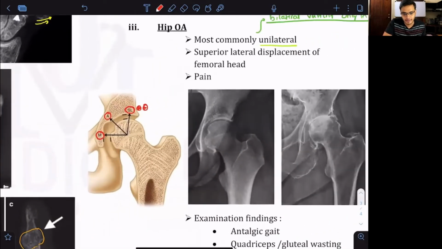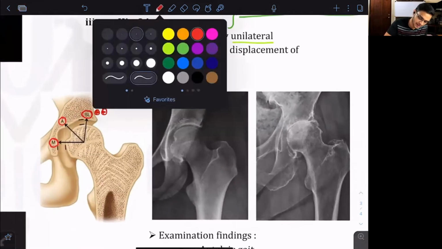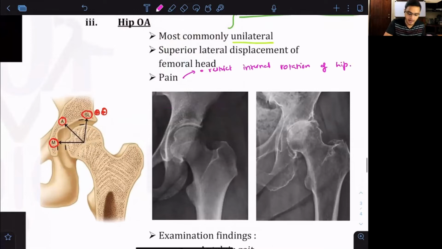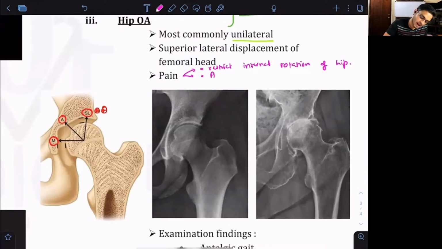Okay, right. Apart from this, guys, there can be pain. Now, pain, guys, this is one of the earliest and most sensitive findings of hip osteoarthritis, right? This pain, just write it down, can restrict internal rotation of the hip, and there can also be accompanying anterior groin region tenderness.